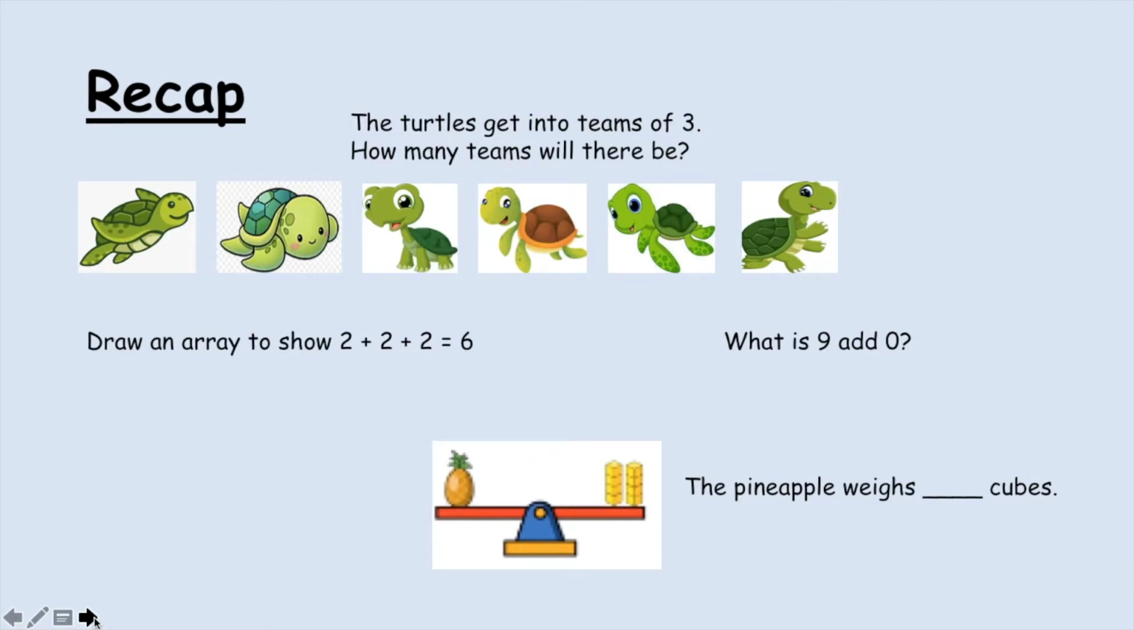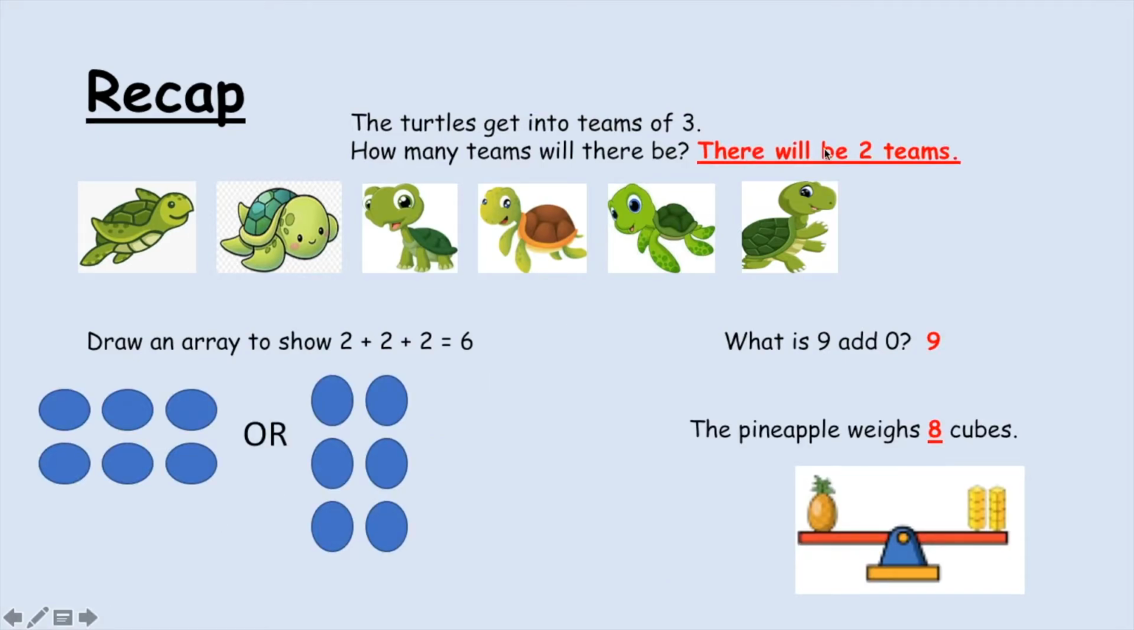The answers are, there will be 2 teams because we will have a team here, 1, 2, 3, and another team, 1, 2, 3. So there are 2 teams of turtles. Draw an array to show 2 add 2 add 2 equals 6. So we can add them this way, 2 add 2 add 2, or we can add them this way, 2 add 2 add 2. So we could have added the columns or we could have added the rows. Well done if you got that correct.